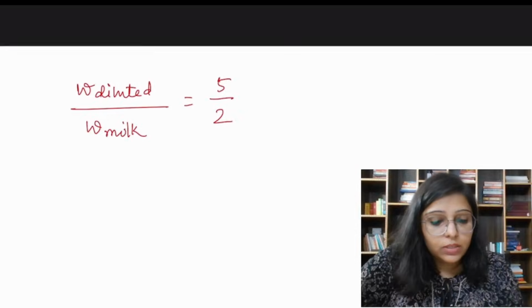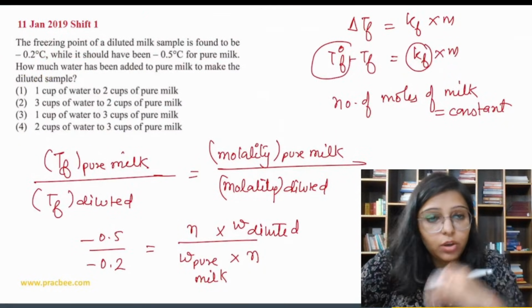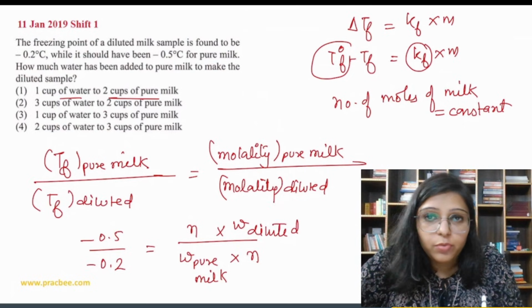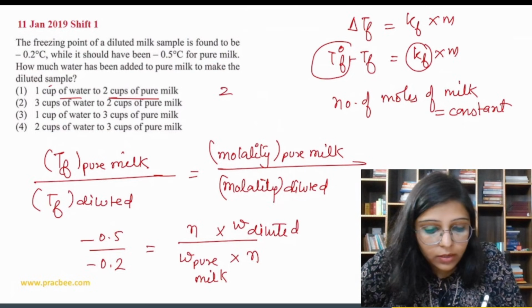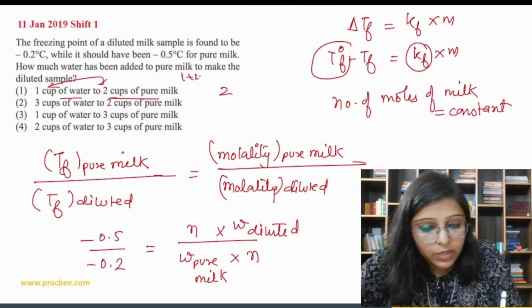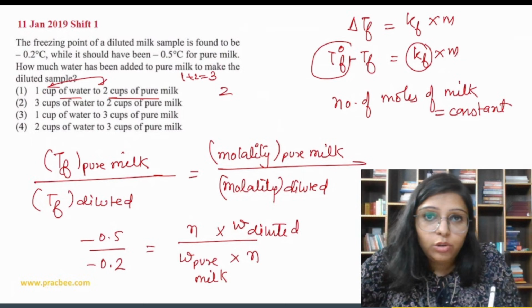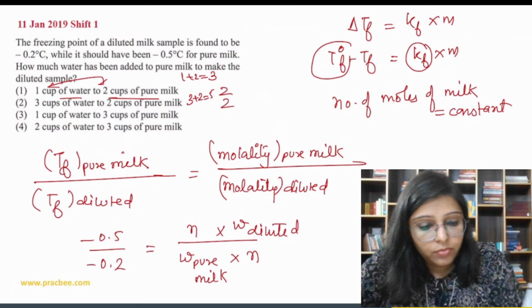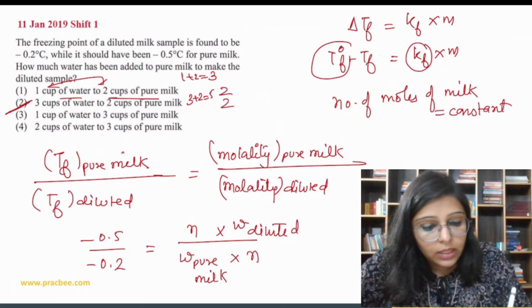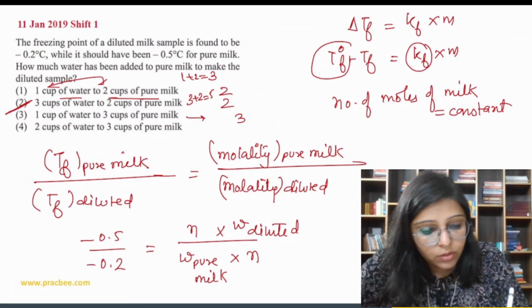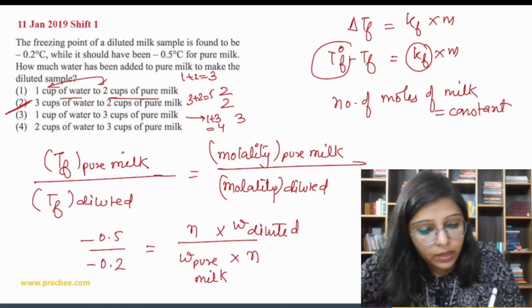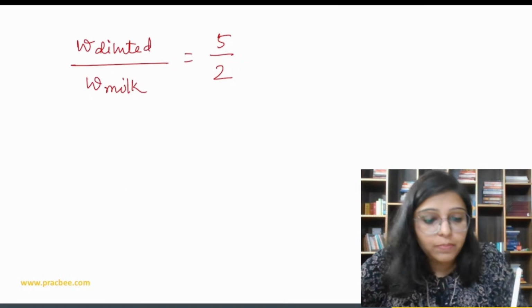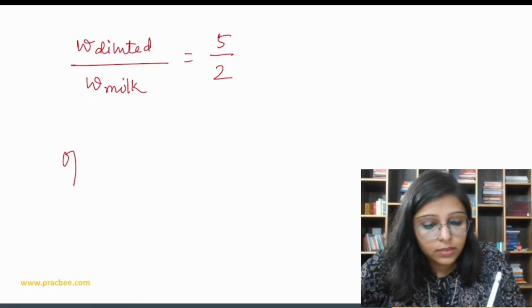So how to solve this? We should now see the option. 1 cup of water or 2 cups of pure milk. So 2 cups of pure milk, but diluted one is going to have 1 plus 2, that is 3. Now 2 cups of pure milk, so milk is 2, but the diluted one is going to be 3 plus 2, 5. So this is going to be the answer. In the third one, we have 3 cups of milk, but the diluted one is going to be 1 plus 3, 4. Here, 3 cups of pure milk, but the diluted one is going to be 2 plus 3, get 5. We should be getting 5 by 2. So it means option number 2 is the correct answer.